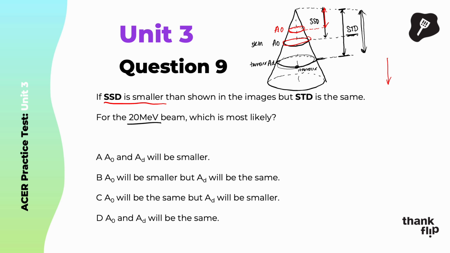So then we can look at our answer options. We have AO will be smaller, yes, but AD is going to be the same as we discussed. So this is incorrect. AO will be smaller, yes, and AD will be the same. So the answer option is B. Over here, it's saying that AO will be the same, and that's incorrect because we know that if SSD decreases, then AO is going to be smaller. So that's the answer. The answer is B.